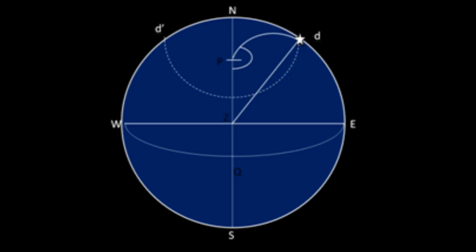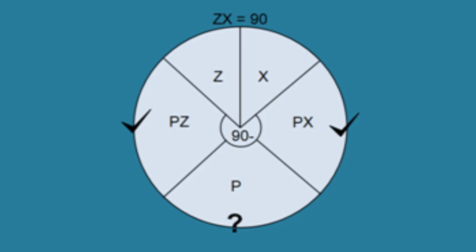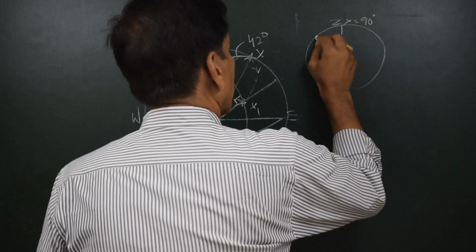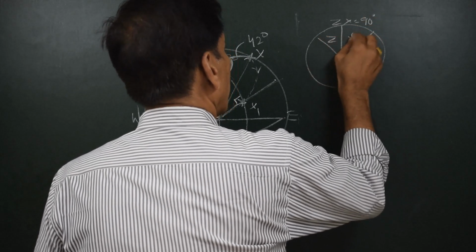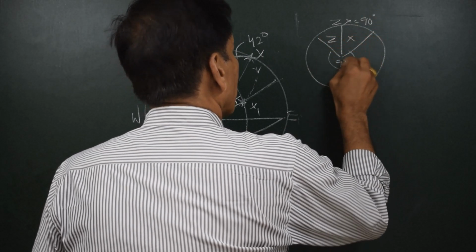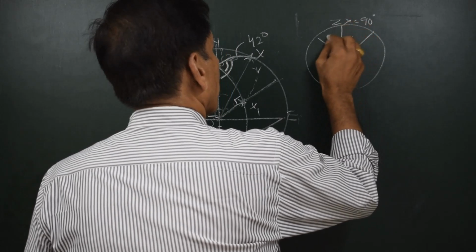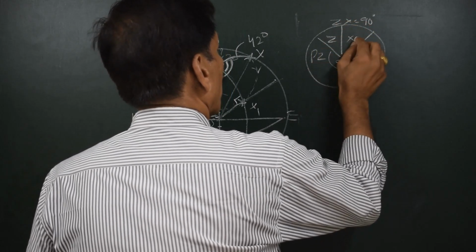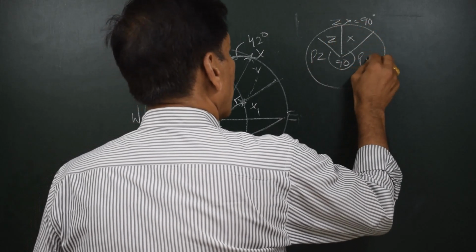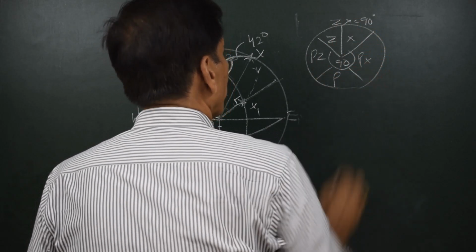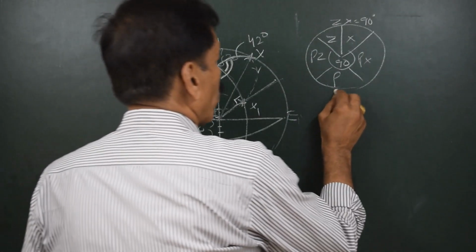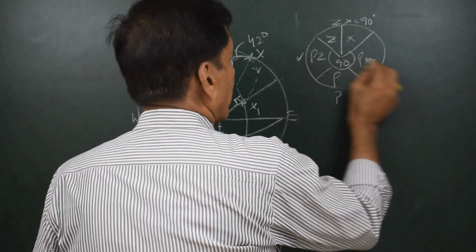So once again we make a Napier circle. In the Napier circle, whatever is 90, write down on top: ZX equal to 90 degrees. The neighbors of ZX are Z and X, and subsequent neighbors: neighbors of Z are ZX and PZ, neighbors of X are ZX and PX, and the remaining angle is P. So we need to find out what is angle P, and we have PZ and PX.